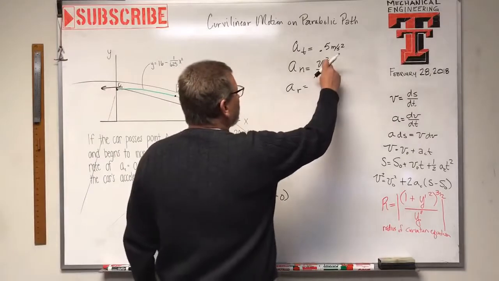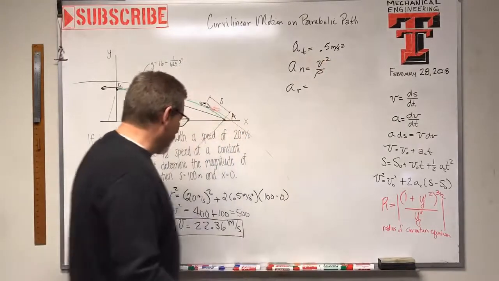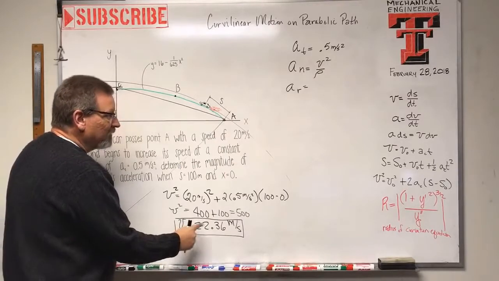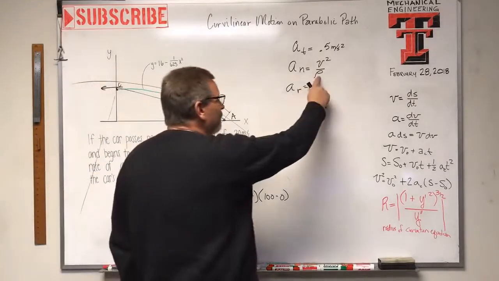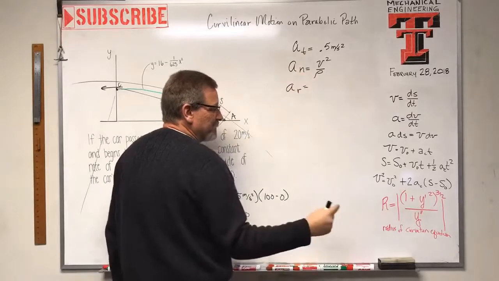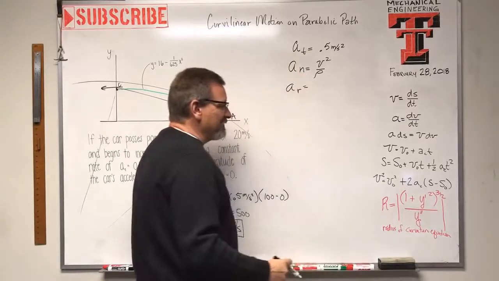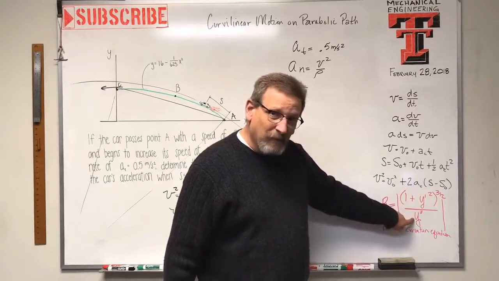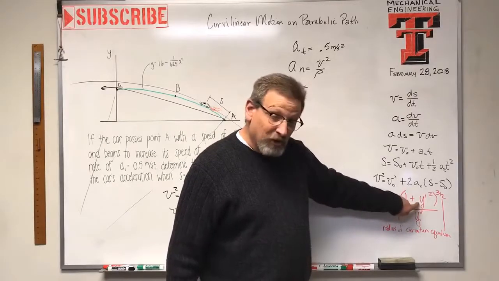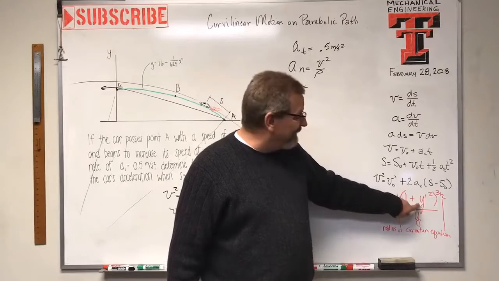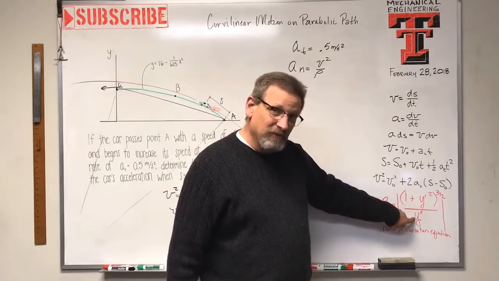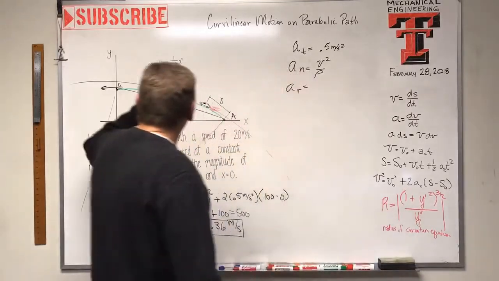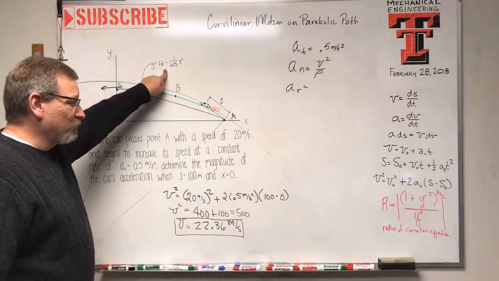Now v squared, we already know that, don't we? Velocity is right here. So the only thing that we need to calculate is rho, the radius of curvature. And in this equation there are two things, y prime and y double prime. This is the first derivative of y with respect to x. This is the second derivative of y with respect to x. Now we have a function right here for y with respect to x.